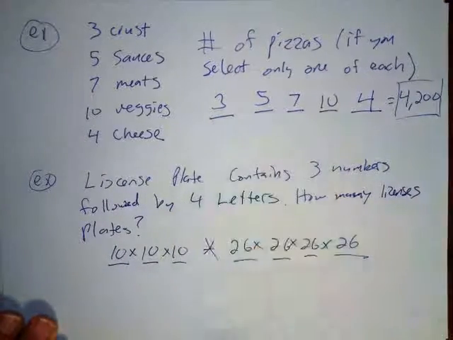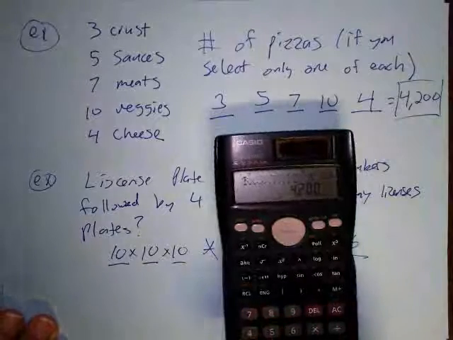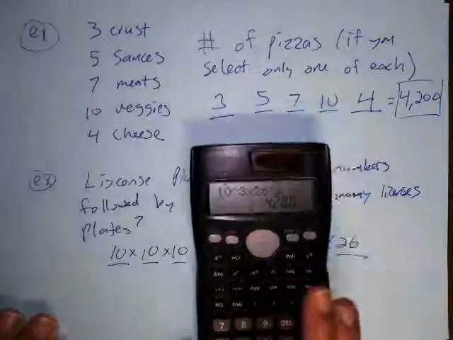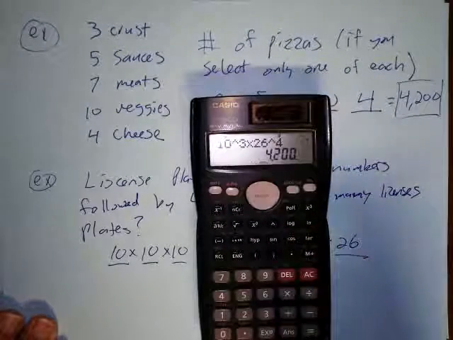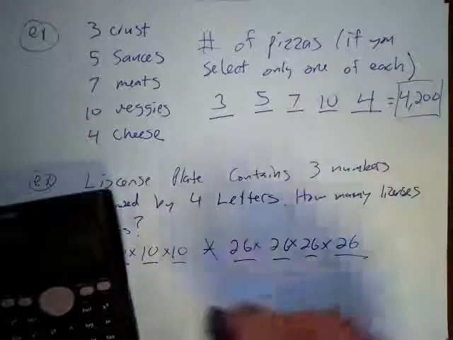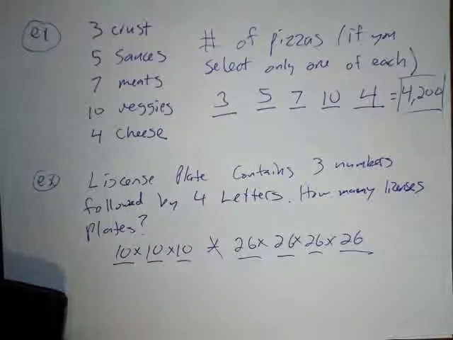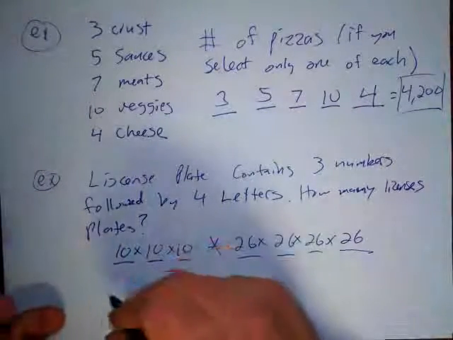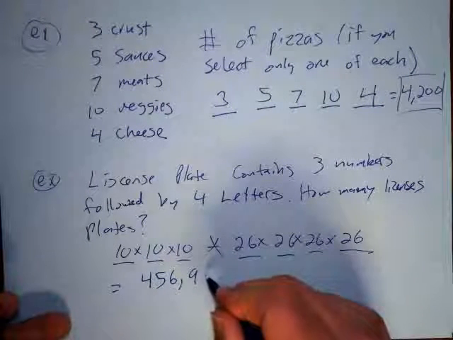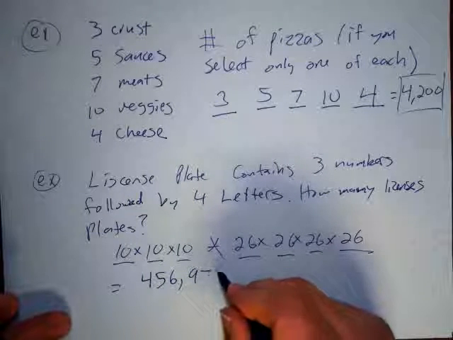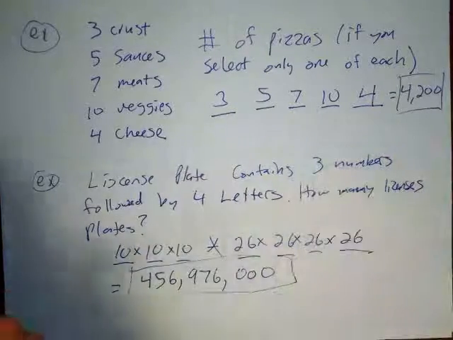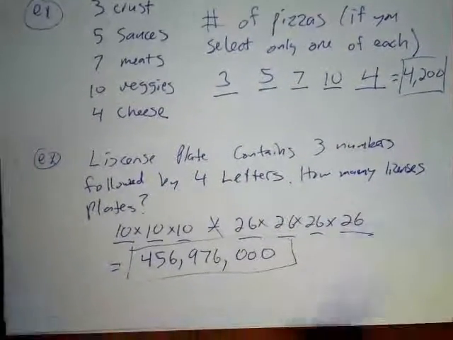And of course, there would be a multiplication there too. So you could say 10 to the 3rd times 26 to the 4th. Okay? 10 times 10 times 10, 26 times itself 4 times. And you could see there's a lot of license plates here. The number is 456,976,000 license plates. Okay? So a lot of license plates, right?